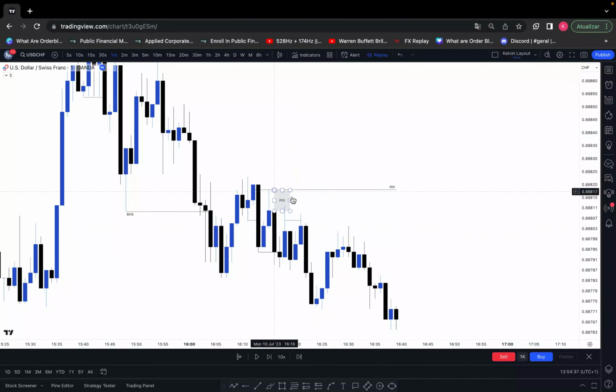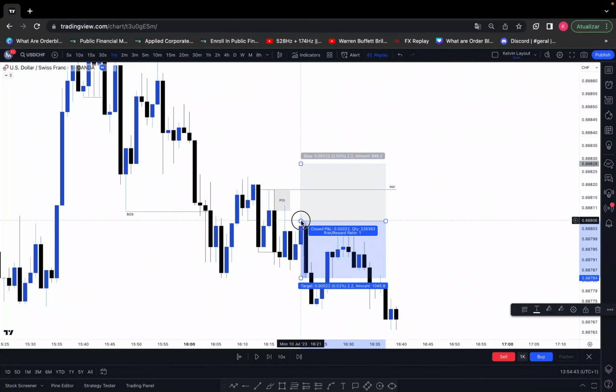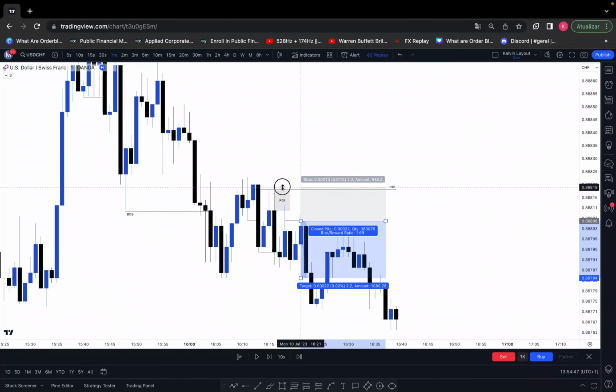So this was the point of interest that I chose right here. And then this was my entry right here. So my entry was at this particular point. I had a 1 pip stop loss on this one. So my entry was right here, 1 pip. This was an entry that I caught on the 10 seconds time frame.